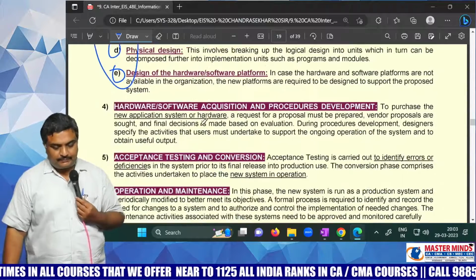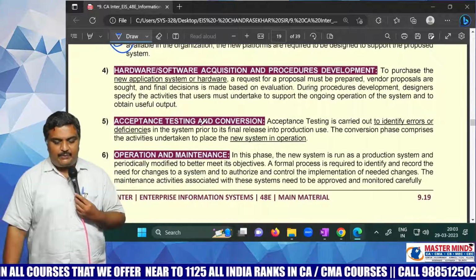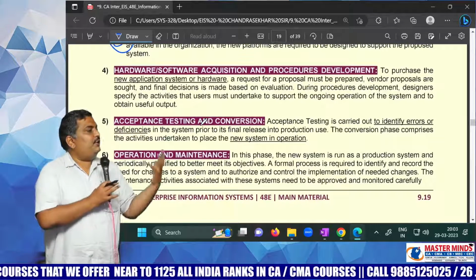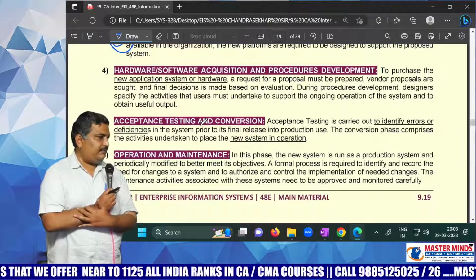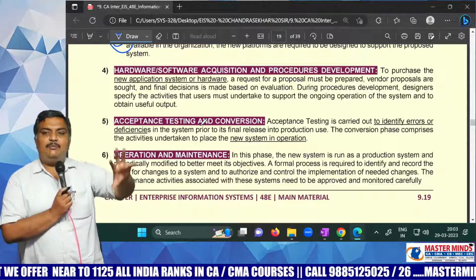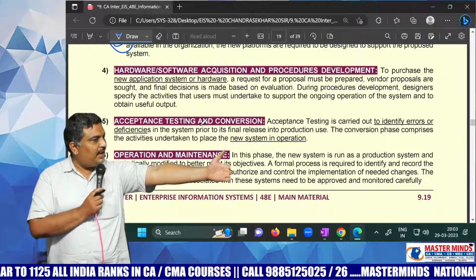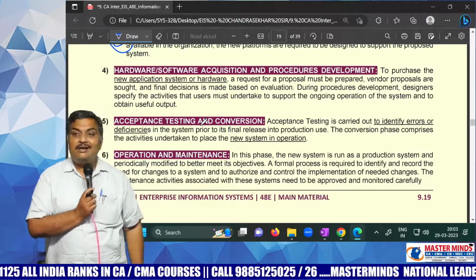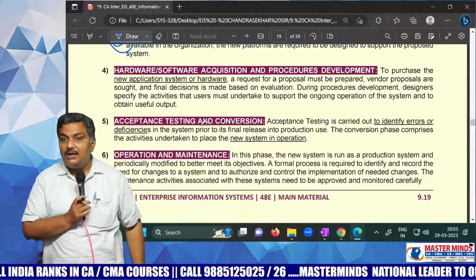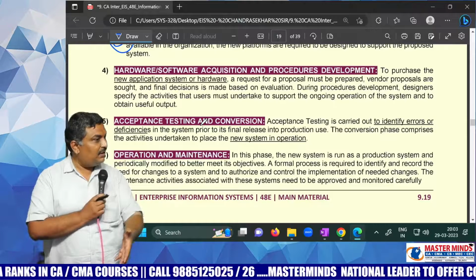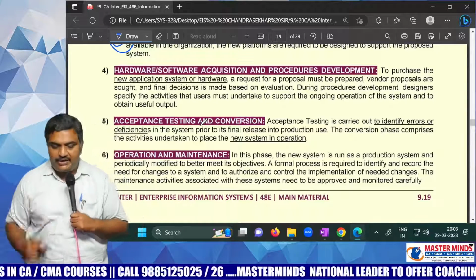Okay. And hardware and software acquisition. From where you need to purchase hardware and software. For example, for the first time you are designing an information system in your company, definitely you need to buy some hardware and software or not. So you need to purchase. So from where you need to purchase.